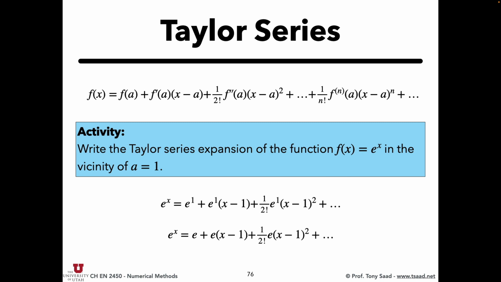F of a, or f of 1, is e to the 1. The second term is f prime of a. F prime for the exponential is still exponential e to the x. Evaluated at a, that's e to the 1. And you have x minus 1, that's x minus a. The second derivative of e to the x is e to the x. Evaluated at a equal 1, that's e to the 1, and then x minus 1 squared, and so on. So this is what you get. This is equal to the previous one, exactly, with all the infinite terms.